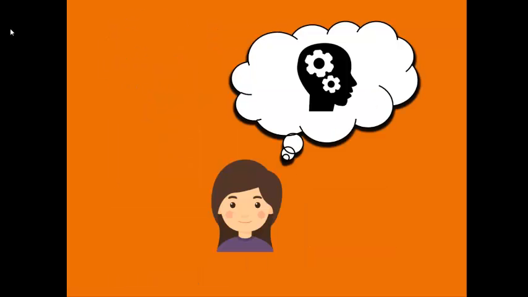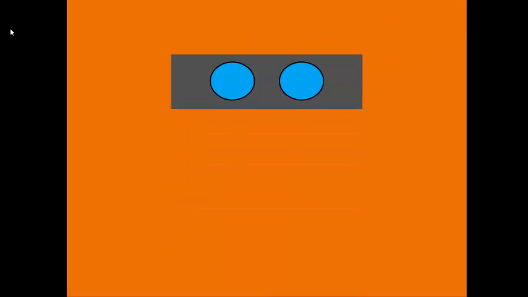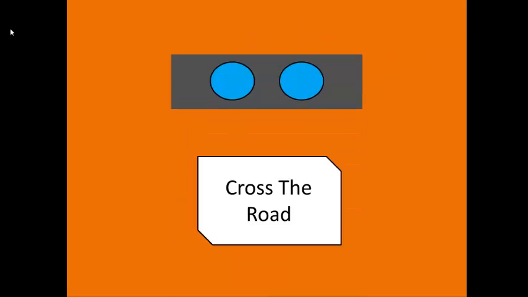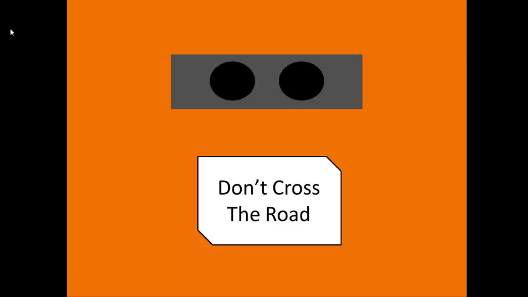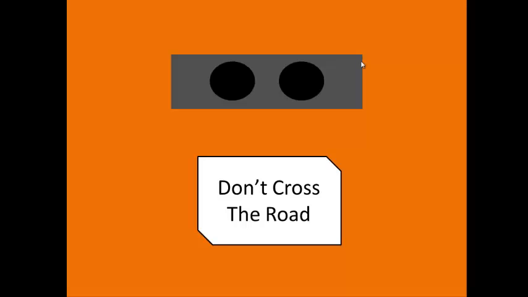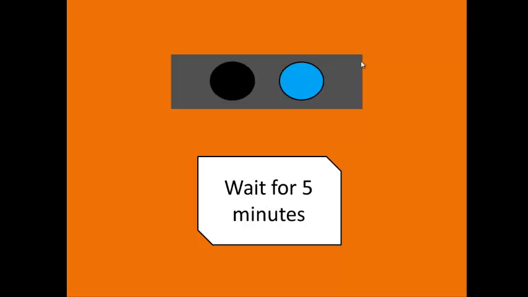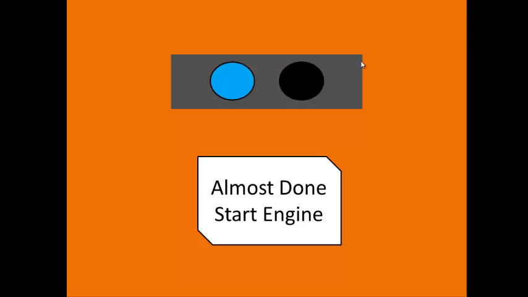So we again gave it a thought and came up with our final design of traffic light having two light bulbs. When both the lights are on, it will indicate cross the road. When both the lights are off, it will indicate don't cross the road. When only the right bulb is on, it will indicate wait for 5 minutes, and when only the left light is on, it will indicate almost done, start the engine. So it seems pretty good, but what's going on?